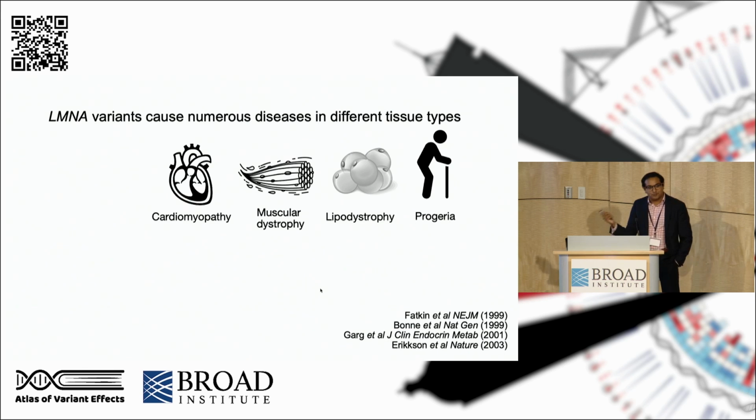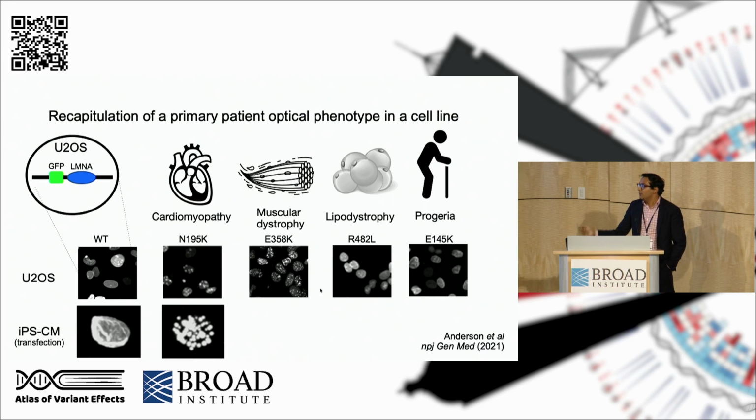Okay, so going back to our application, recall that we're studying this protein lamin A. Lamin A is really interesting not just because it has this nuclear aggregation phenotype, but also because it causes a whole bunch of different genetic diseases. So cardiomyopathy and muscular dystrophy, but also progeria and lipid dystrophy. And so what we did is we expressed lamin A variants tagged to GFP in U2OS cells.